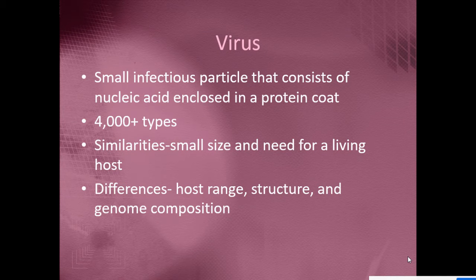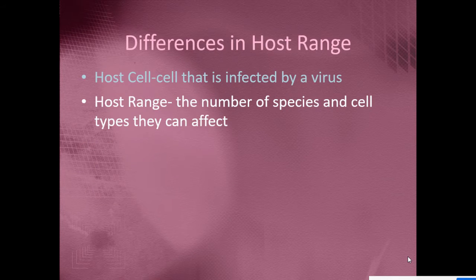A virus is a small infectious particle that consists of nucleic acid enclosed in a protein coat, and there are well over 4,000 different types of viruses. They're all pretty similar in that they have a small size and they need a living host in order to replicate. The differences between the viruses are the host range, so what can they infect? Can they go from people to animals, or are they simply just a plant virus? The structure of them, and the genome composition.